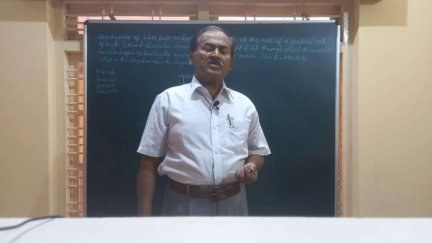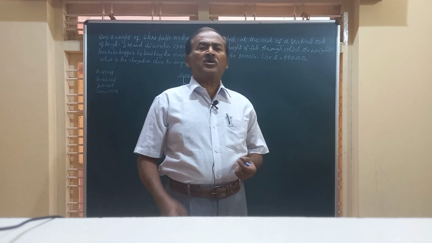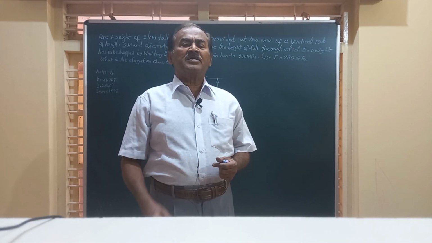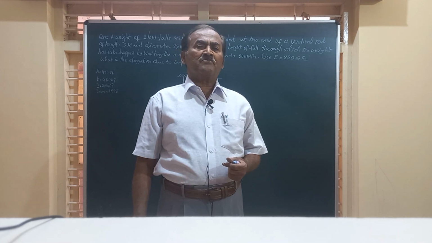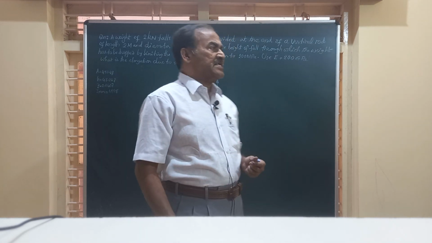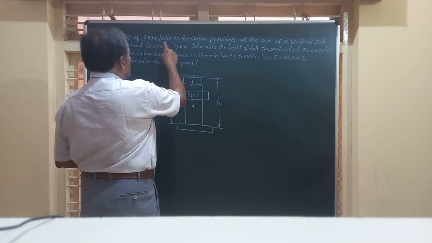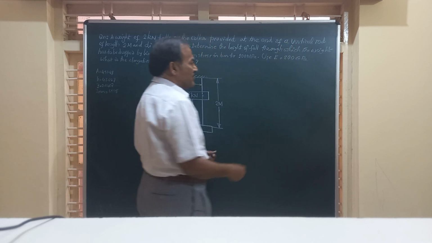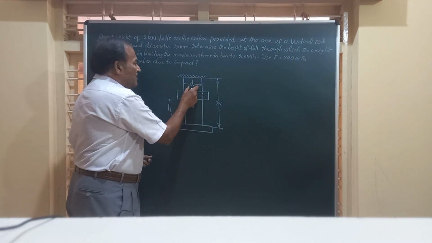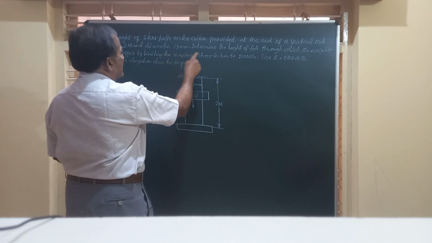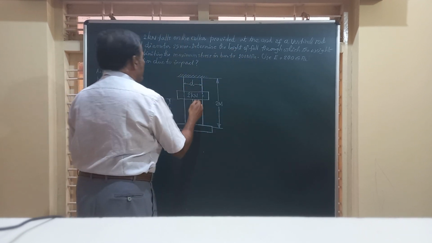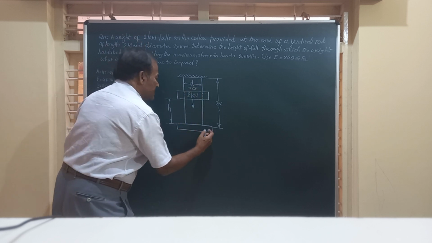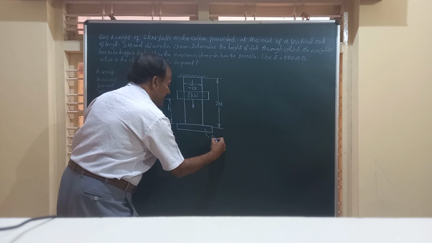And friends, in this video, we are going to work out a numerical problem on the design for impact strength. And the question for today's video reads like this. A weight of 2 kilonewton falls on the collar provided at the end of a vertical rod. There is a vertical rod of diameter d and its value is given to be 25 mm. This d is 25 mm and it has got a collar at the bottom. So this is the collar provided.